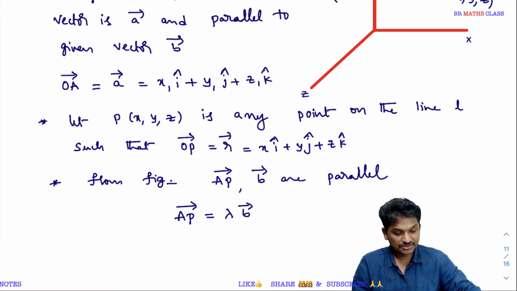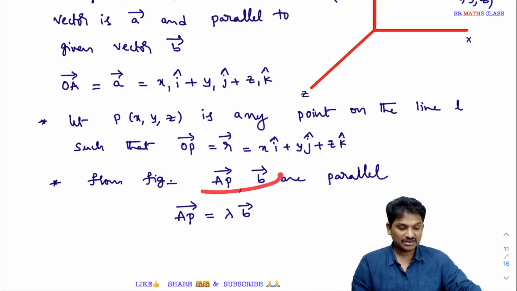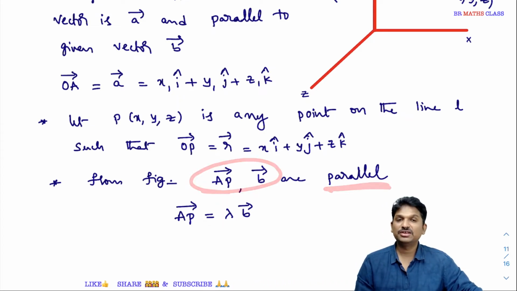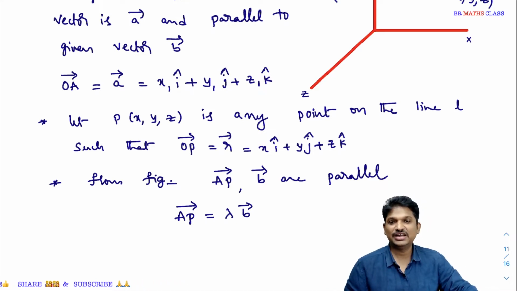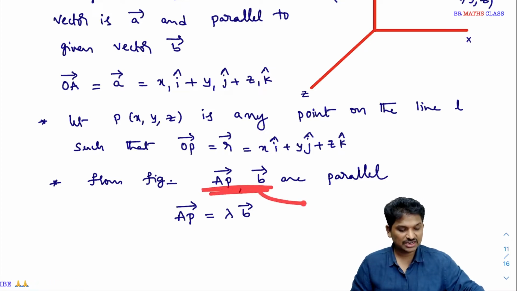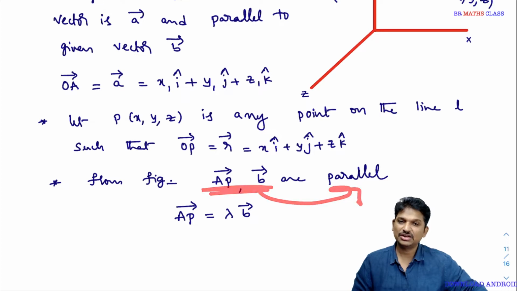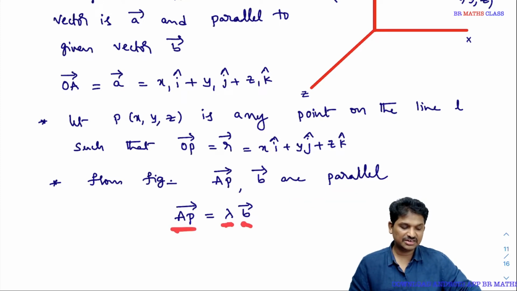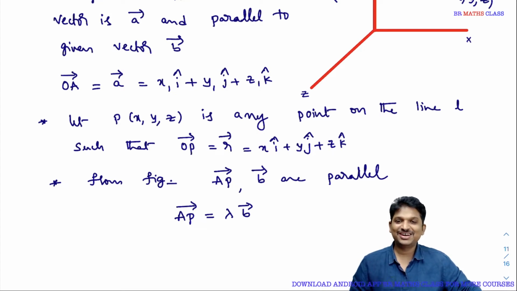Here lambda is some scalar. That's why I am saying vector algebra chapter knowledge is also needed. However, if you don't know it, it's okay. What you need to know is that parallel vectors are also known as collinear vectors, and if two vectors are collinear, one vector can be expressed as a scalar multiple of another vector.